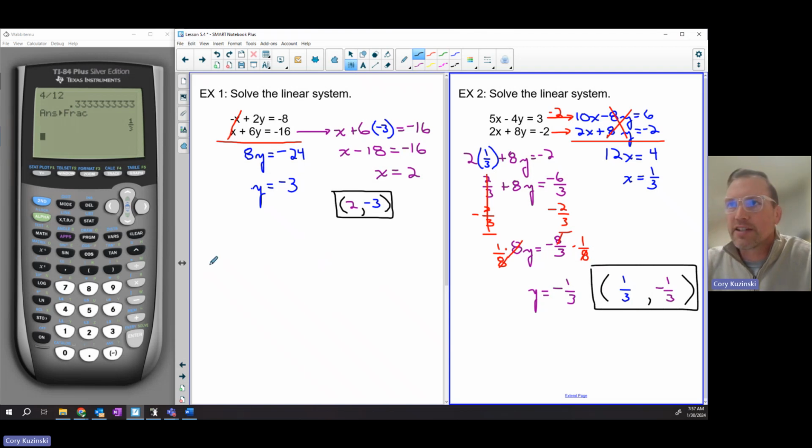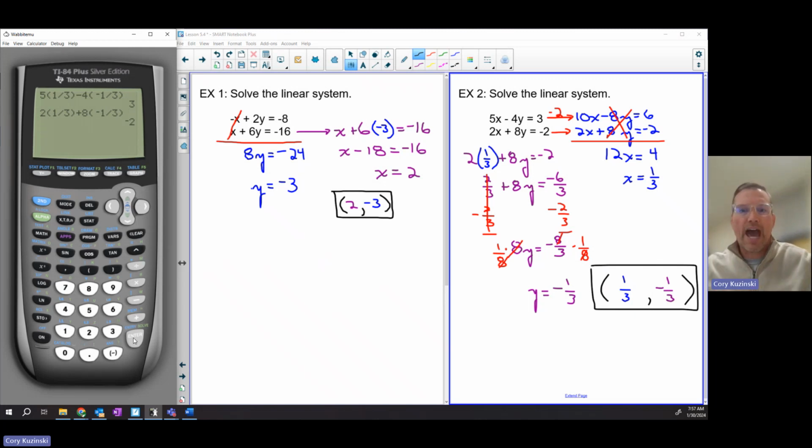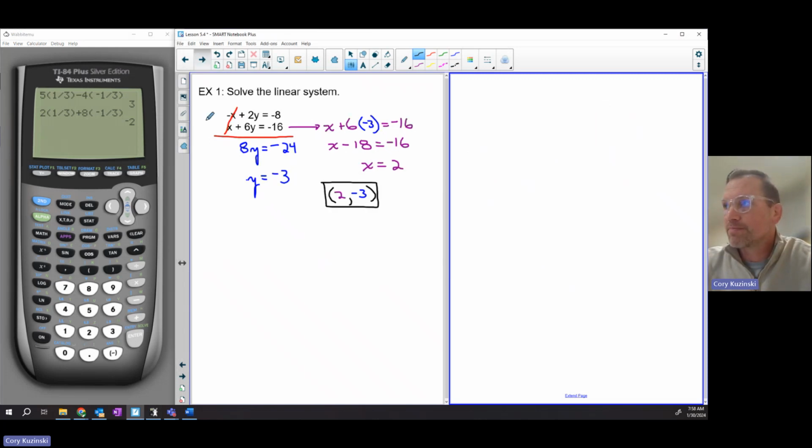I definitely want to check this. So here's what I'm going to do. I'm going to take my first equation, 5 times x, 1/3, minus 4 times y, -1/3. And that is 3. Hey, good, that works in the first equation. Second equation here, 2 times x, 1/3, plus 8 times y, which is -1/3. And that is -2. We got it. We got the right answer. For the sake of time, I'm not going to graph these. I'm going to move on to the next one here.